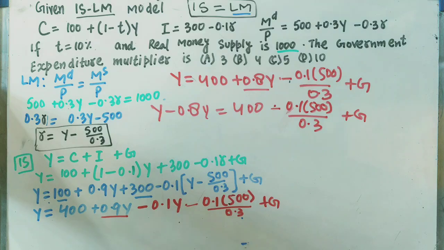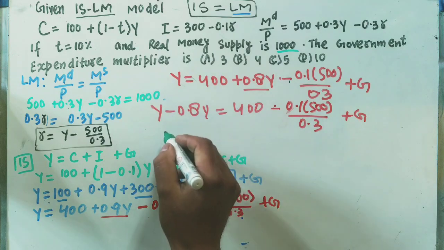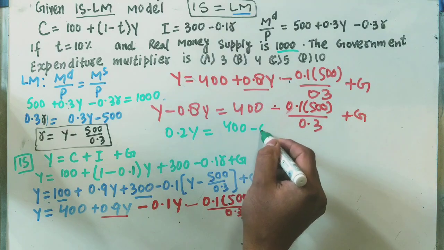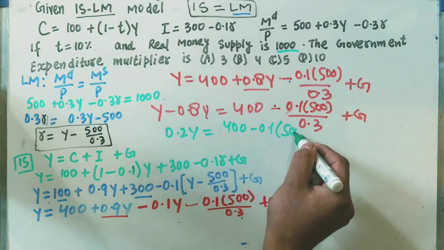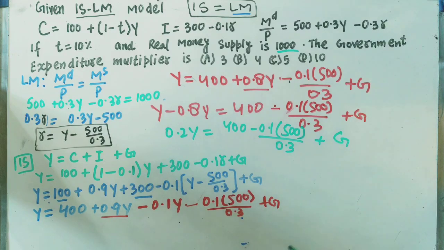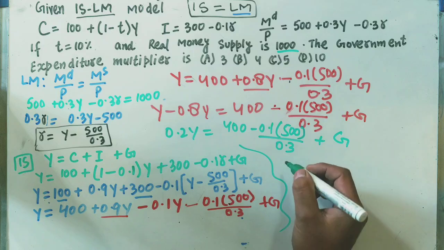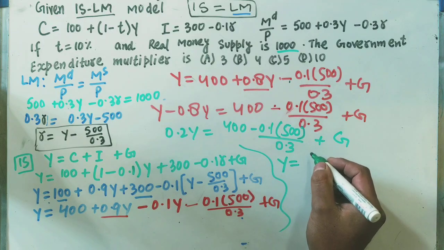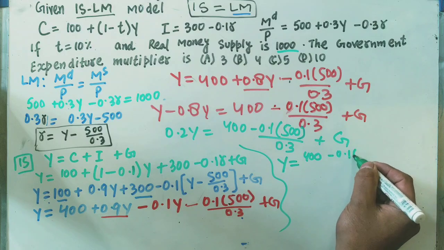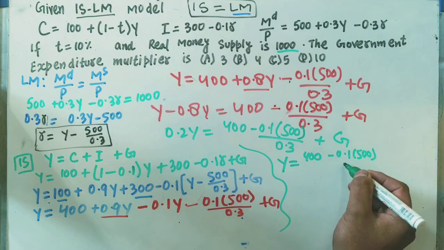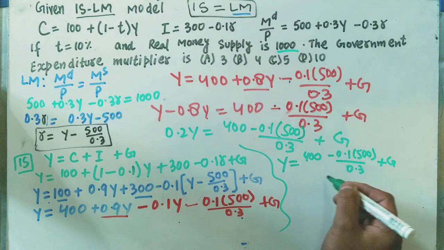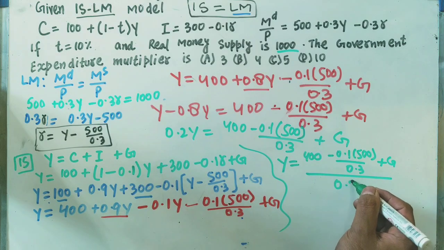So Y minus 0.8Y is 0.2Y, which is equal to 400 minus 0.1 times 500 divided by 0.3 plus the government expenditure. Dividing both sides by 0.2, we get Y is equal to 400 minus 0.1 times 500 divided by 0.3 plus G, all divided by 0.2.